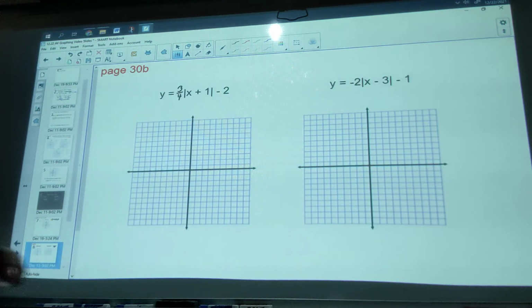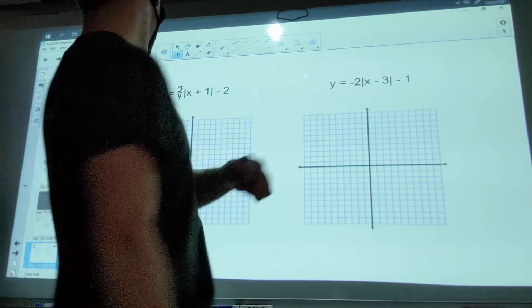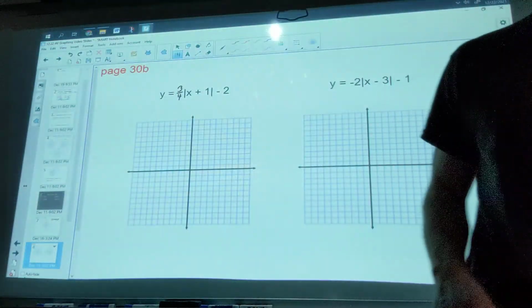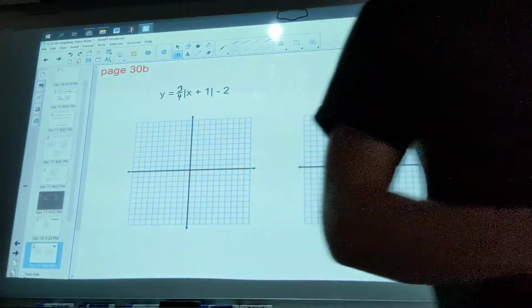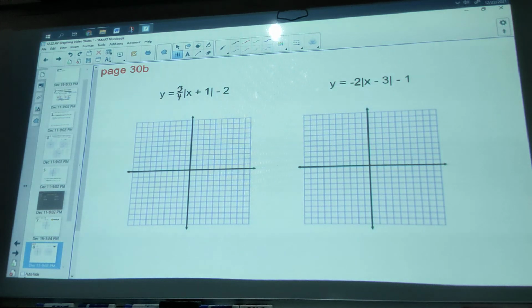What I would like you to do, these are the last 2 problems. It is on page 30B. B for bedtime.